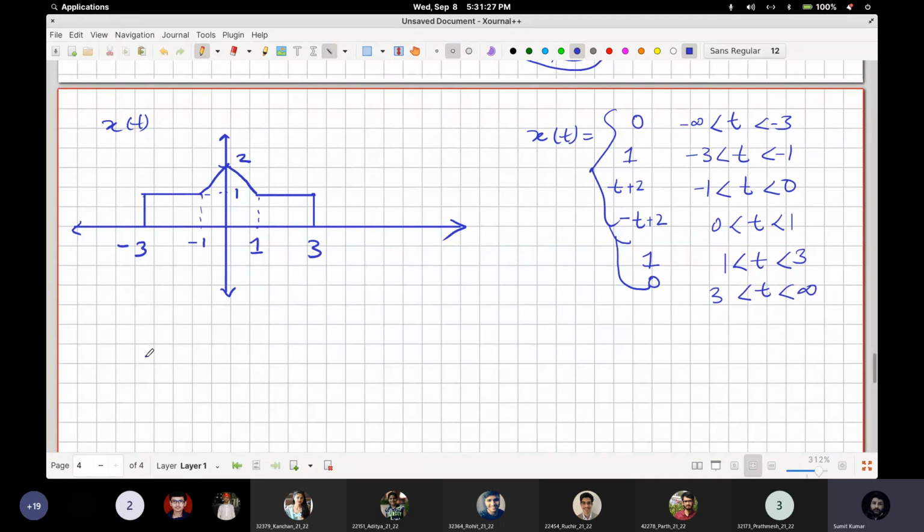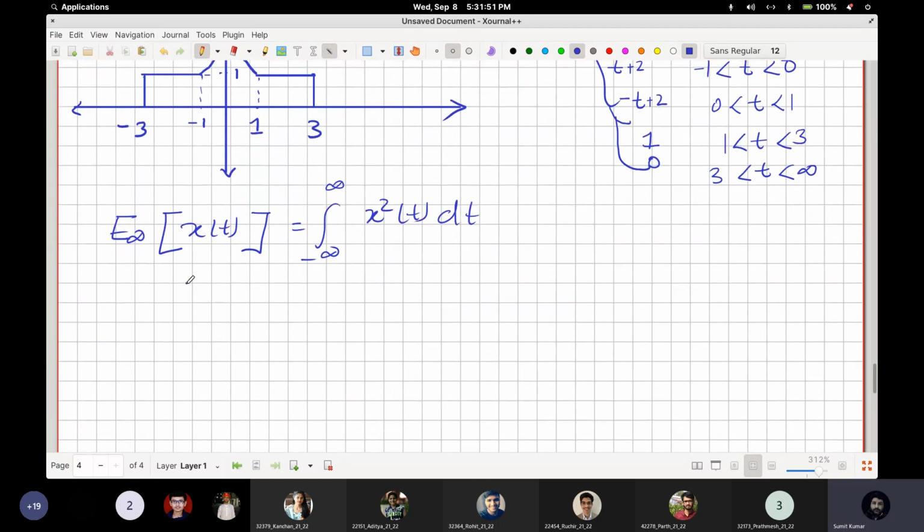If you do the integration here to find the energy E infinity of this x(t), we have already seen that from minus infinity to minus 3 that term will be 0, and from 3 to infinity that term is also going to be 0. So I'm not going to write that; I will just write the formula here and move on. You can see that this will be equal to minus 3 to minus 1, 1 square dt.